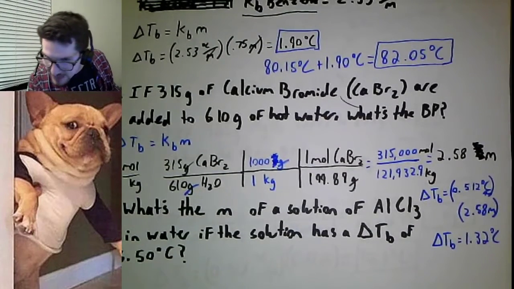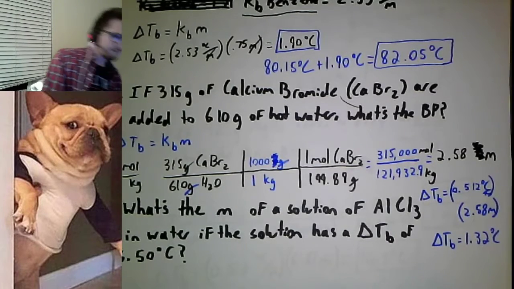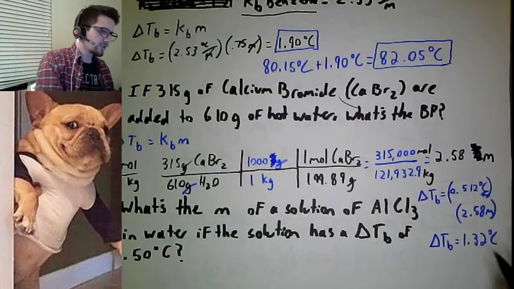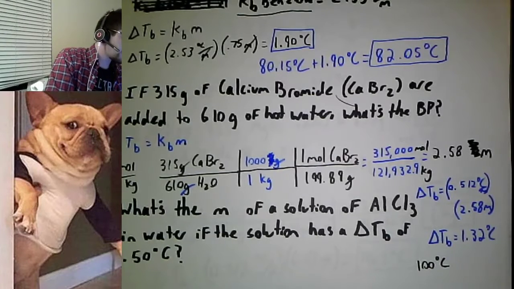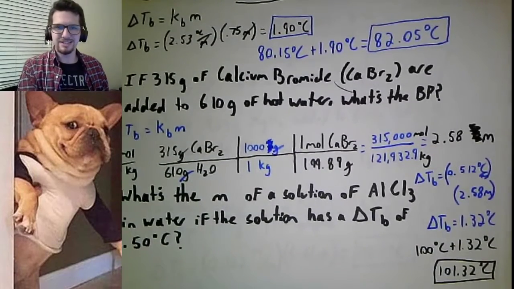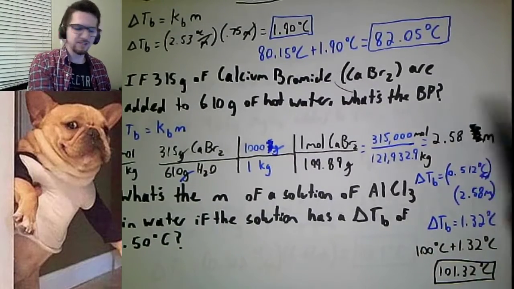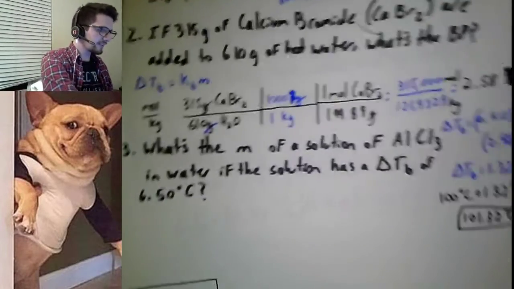And for sake of sanity, I'm going to stop there. But if you wanted to actually finish this out, you could say, well, what's the boiling point of hot water? You would take the 100 degrees Celsius, you would add your new number, which is 1.32 degrees Celsius, and you would end up with 101.32 degrees Celsius. That is your new boiling point. When I did the problem, I meant to write that as what's the change in boiling point, but anyway, it's one extra little step.